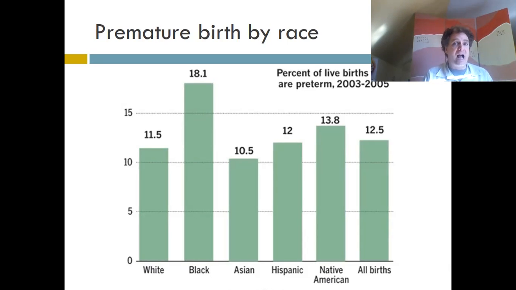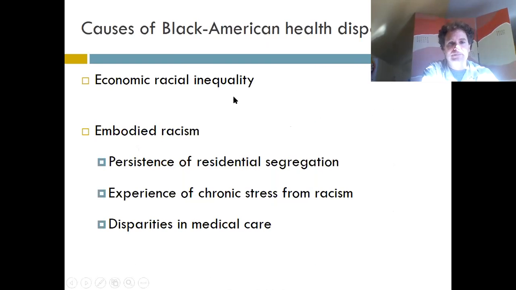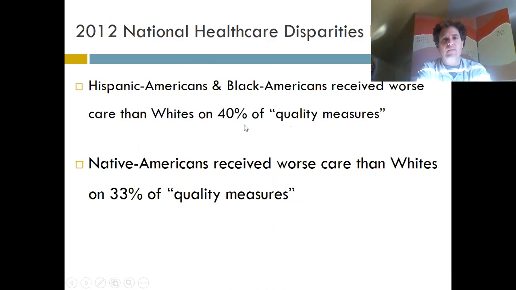And so as Black American women experience more daily stress, they are much more likely to have a pregnancy that goes prematurely, thus putting their children more at risk. So we can see the direct link between the experience of stress from racism and the infant mortality rate among Black Americans. But we also see it in terms of disparities in medical care.